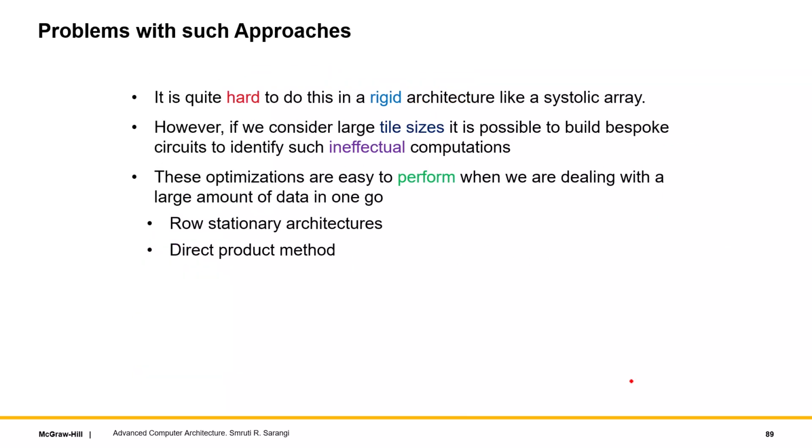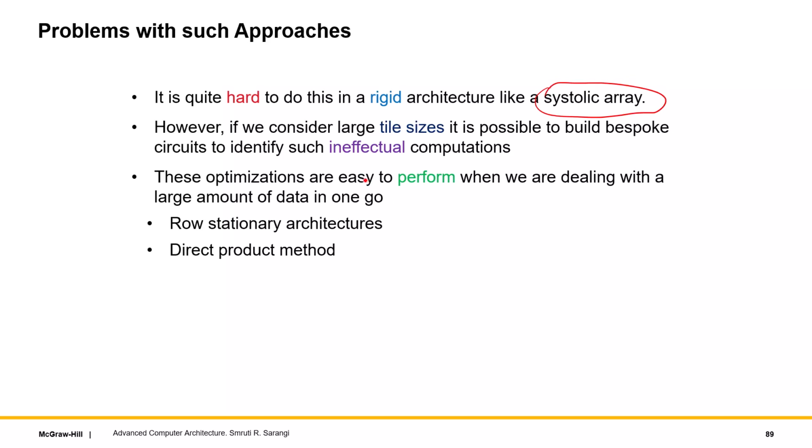So what are the problems with such architectures? Well, the problems are that they are not very amenable to systolic arrays, because a systolic array is a very rigid architecture. It wants all your inputs to be of a certain size and certain type and so on. Of course, you could quantize and do fixed point arithmetic on a systolic array. That's not an issue. But taking care of sparsity is an issue with a regular approach like a systolic array.